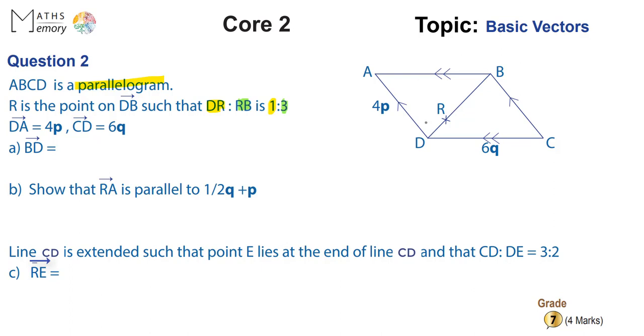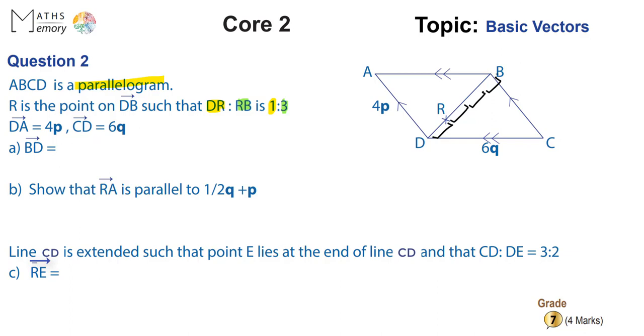sections, we call them parts, on the actual line. So DR, that could be, let's say, 1 part over here, and RB, 3 parts. Just roughly, doesn't have to be exact, but so you know this is R in the middle over there. Now, DA equals 4P, we can see that, and CD equals 6Q. Now, let's find vector BD.